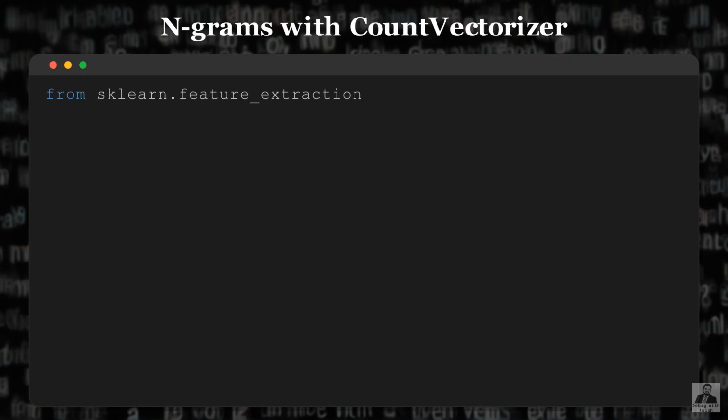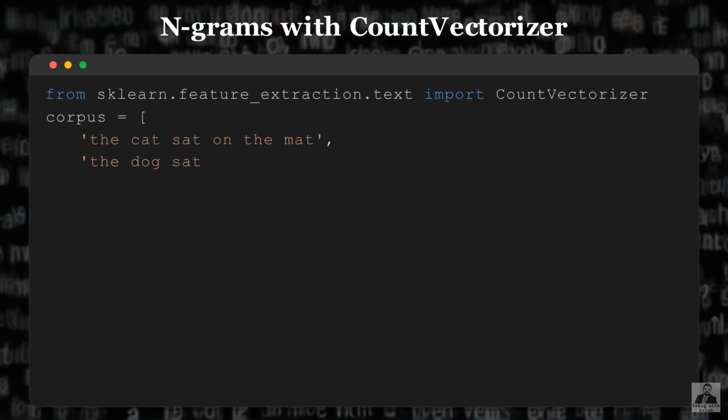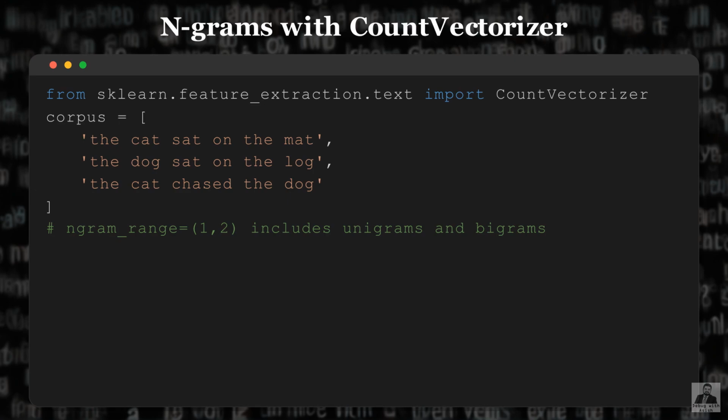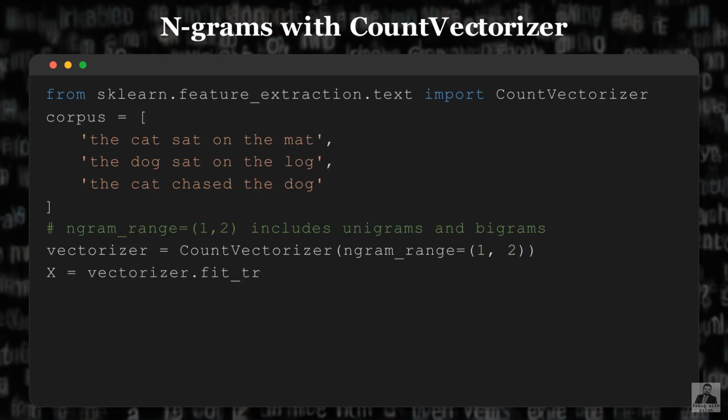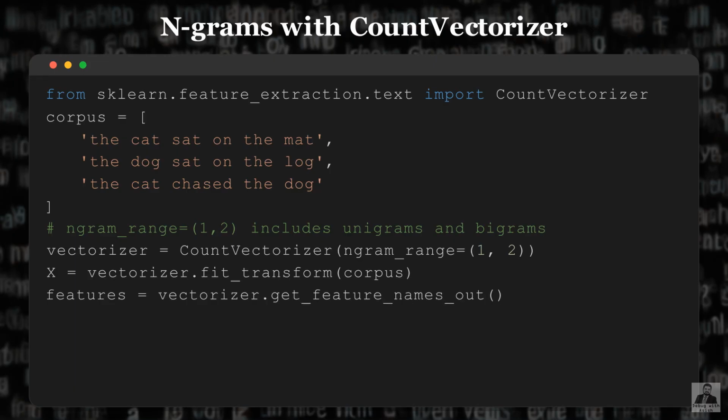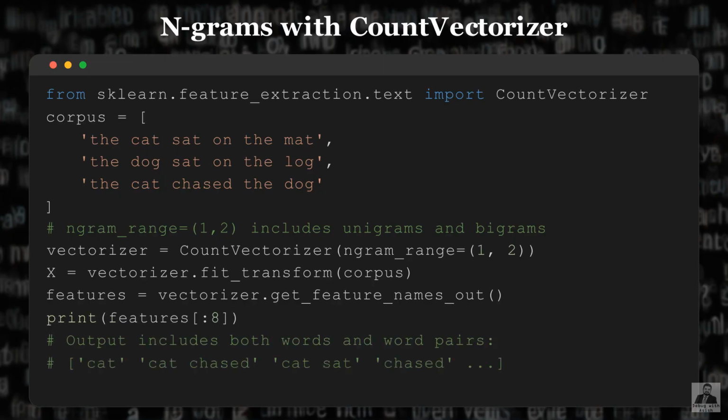In scikit-learn, you add n-grams to CountVectorizer using the ngram_range parameter. It takes a tuple of 2 values, the minimum and maximum n. Setting it to (1, 2) includes both unigrams and bigrams as features. The vectorizer automatically generates all bigrams from each document and adds them to the vocabulary alongside single words. The resulting feature names include both individual words and 2-word phrases like "cat sat" and "sat on".